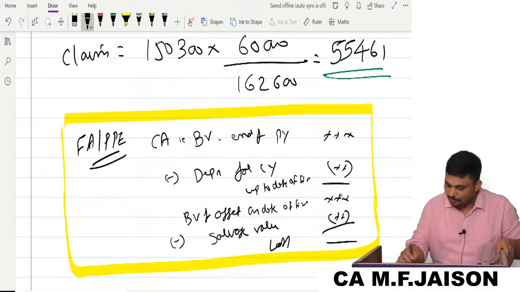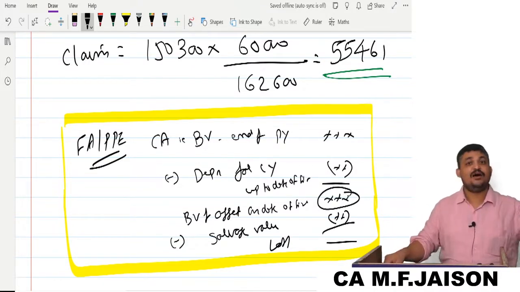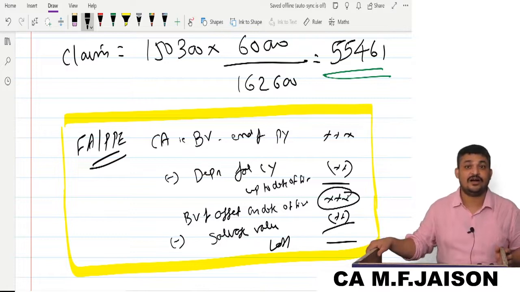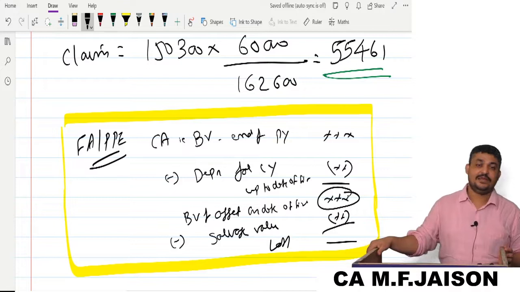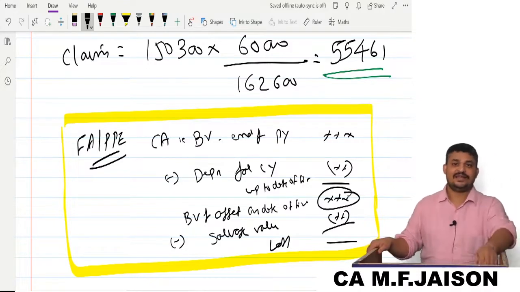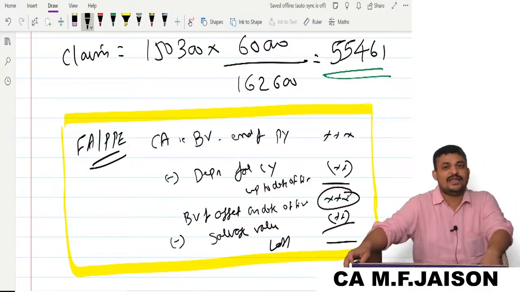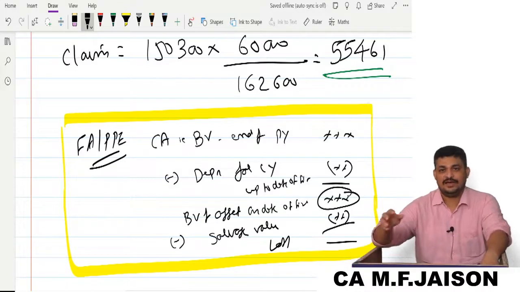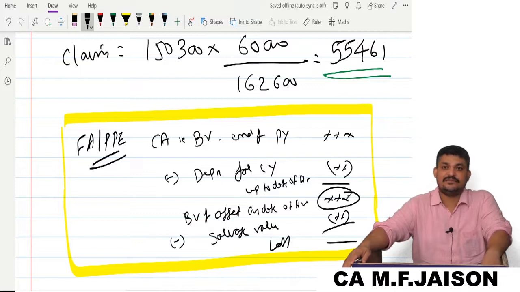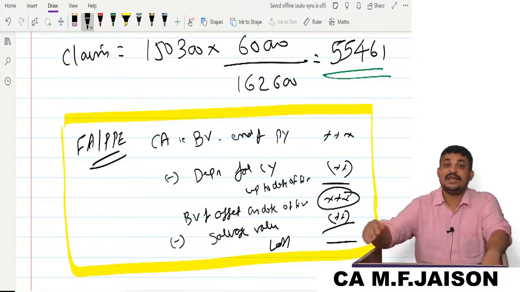Which means the book value of the asset on the date of fire. Like how we find out stock on the date of fire through the memorandum trading account, the same way you should find out furniture on the date of fire, machinery on the date of fire, building on the date of fire. How to find out the asset on the date of fire? Asset at the year beginning minus depreciation till the date of fire. Understood? Once again, how to find out whatever asset is destroyed by fire? It is the asset at the beginning of the year minus depreciation till the date of fire.